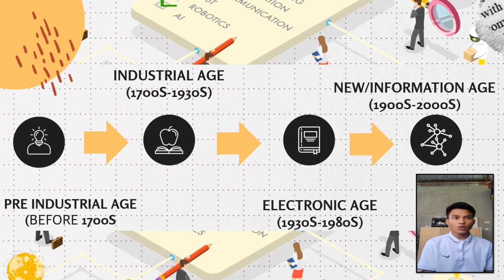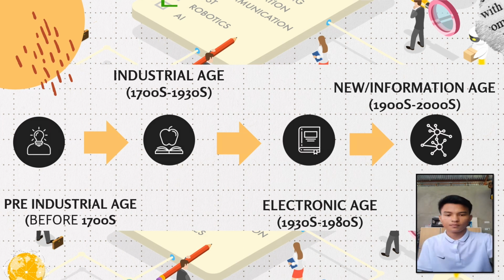Media has actually been around for so long, and in history, there are four critical time periods wherein there are distinct developments in the use of media. The first period is the pre-industrial age, before the 1700s. Second is the industrial age, from the 1700s to 1930s. Third is the electronic age, from the 1930s to 1980s. The last is the new information age, from the 1990s to 2000.